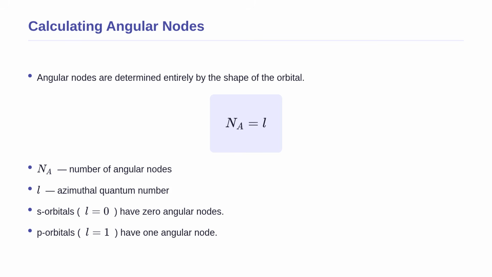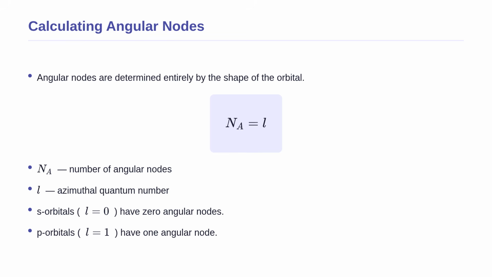Moving from spherical nodes to planar ones, we have a remarkably simple formula for angular nodes. The number of angular nodes, n sub a, is exactly equal to L, the azimuthal quantum number. This formula comes directly from the geometric shape of the orbitals. Because L dictates the shape, it completely controls the angular dead zones.